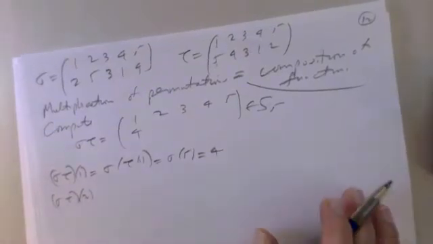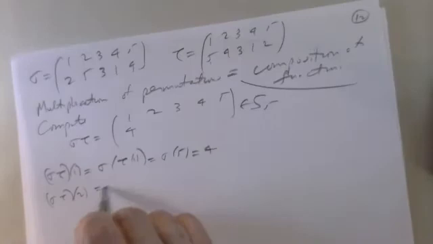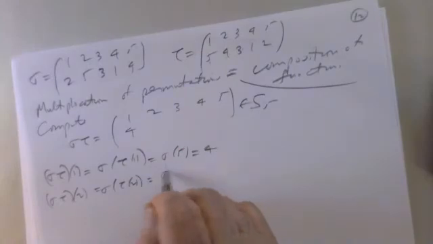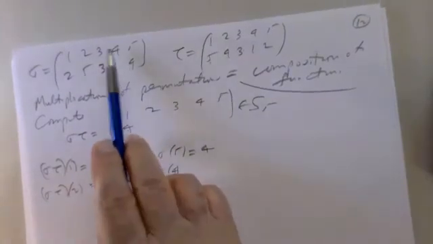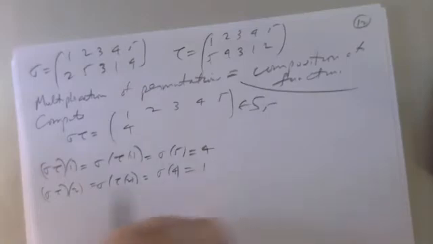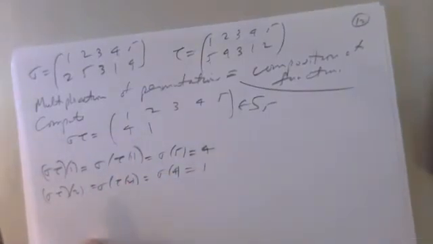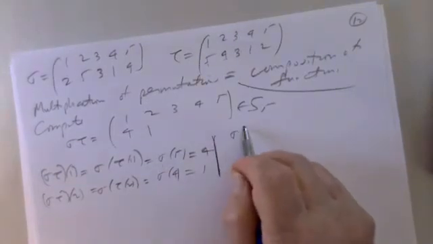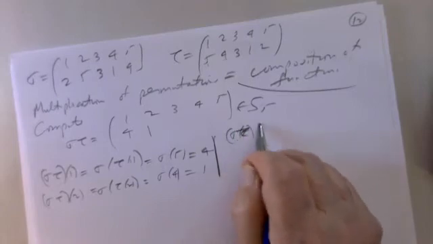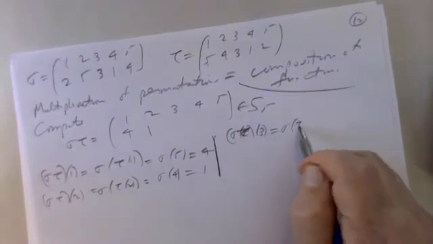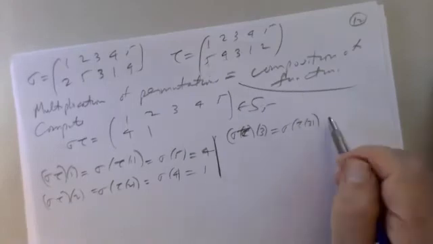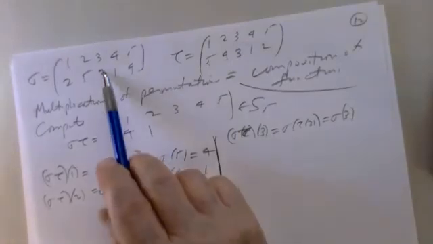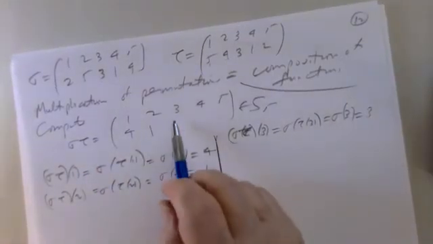Sigma tau of 2 is sigma of tau of 2. Tau of 2 is 4. That's sigma of 4. Sigma of 4 is 1. So 2 ends up at 1. Sigma tau of 3 is sigma of tau of 3. Tau of 3 is 3. And sigma of 3 is 3. So 3 gets sent to 3.